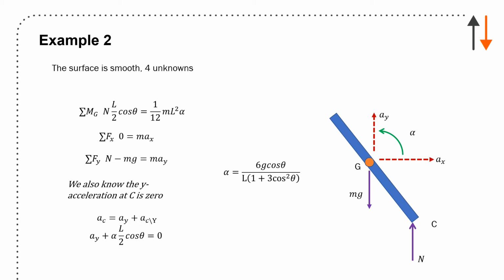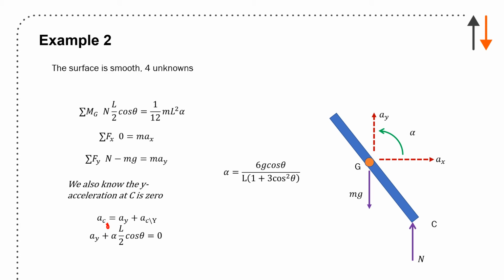And we also note that the y acceleration at point C is going to be 0. So acceleration of C is equal to 0 in the y direction, and that really should be acceleration of C in the y direction, not necessarily in the x, equals acceleration y plus acceleration of C with respect to y. So this is all with respect to the center of mass. So that becomes acceleration y plus alpha L over 2 cos theta equals 0. And from this, I've got 1, 2, 3, 4 equations, 4 unknowns.